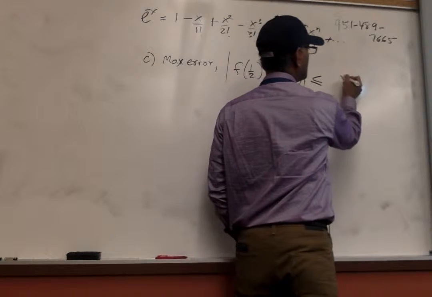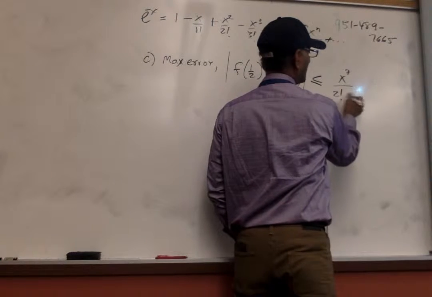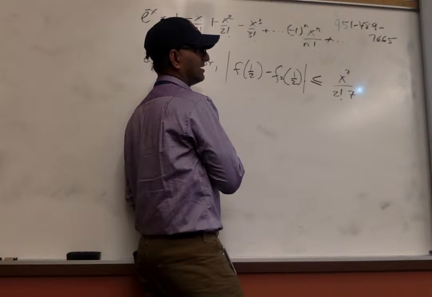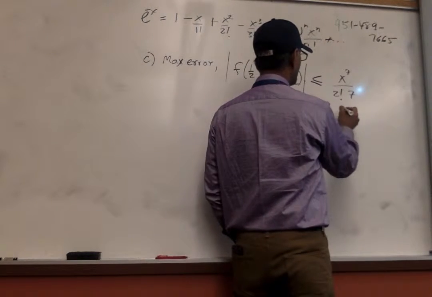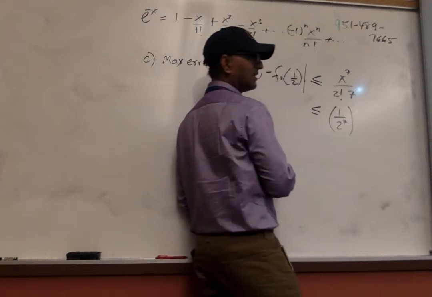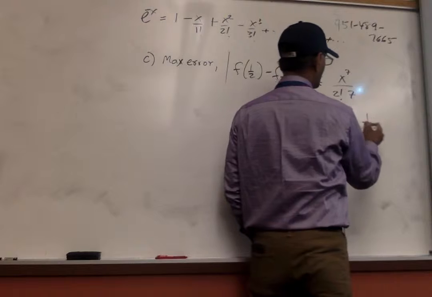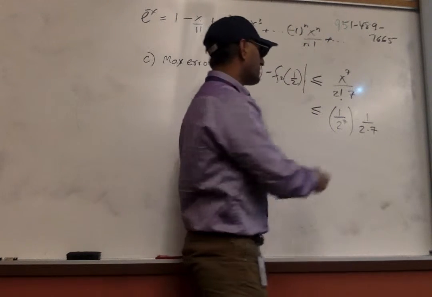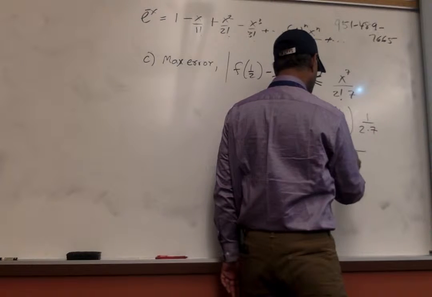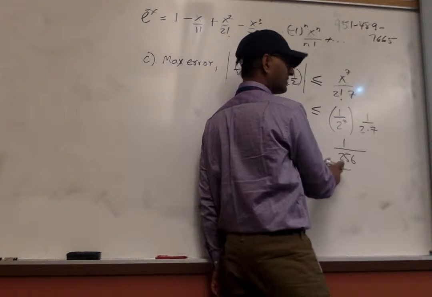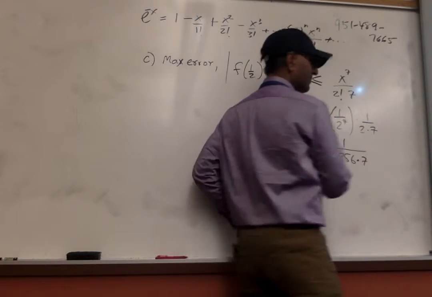x^7 over 2 factorial times 7. And what was the value of x they gave us? So should we plug it in? So less than or equal to (1/2)^7 times 1 over 2 factorial, which is 2, times 7. Now 2 to the power of 7, as everybody knows, is 128. So is that 256 times 2? I'm doing the math in my head. That's 2 to the power of 8, which is 256, as all of you know.